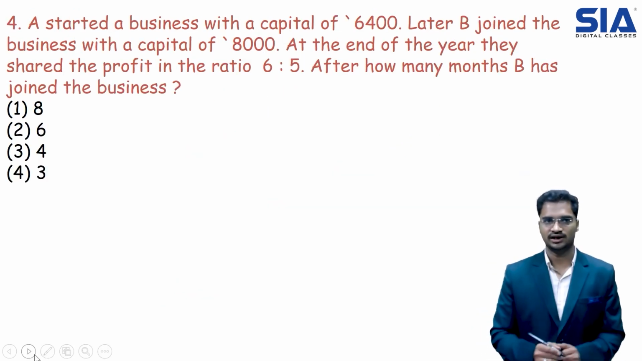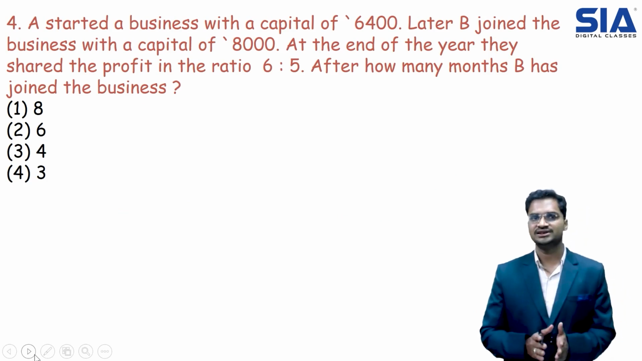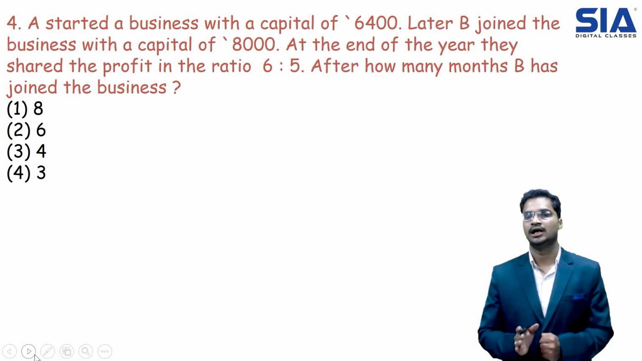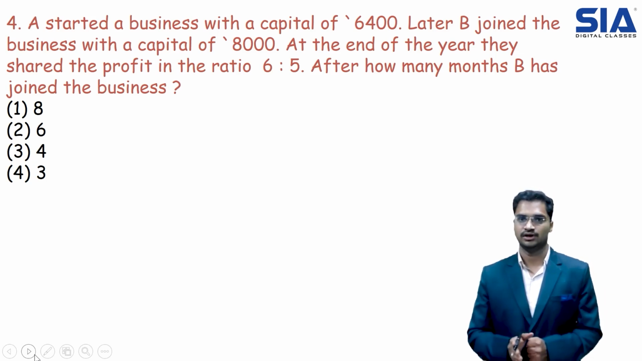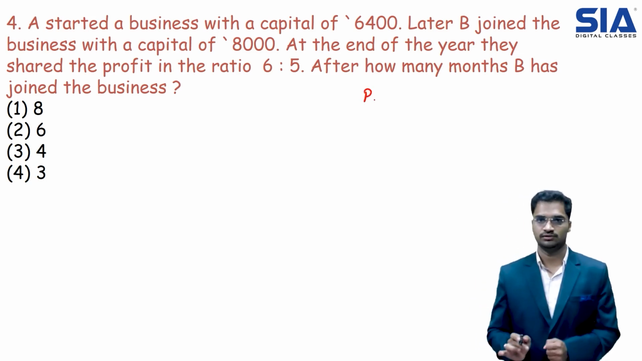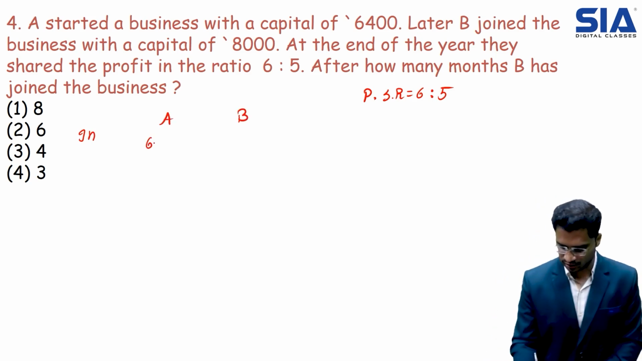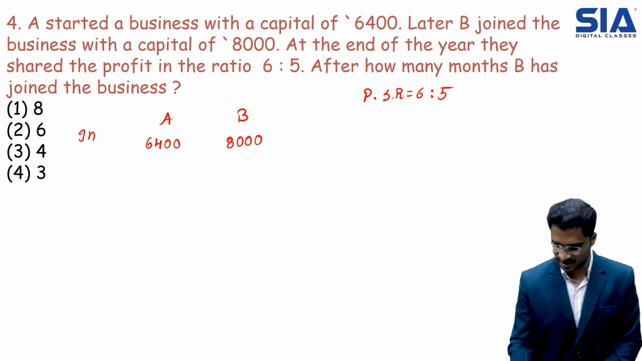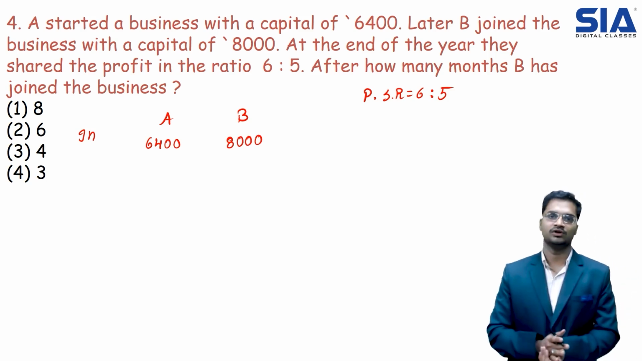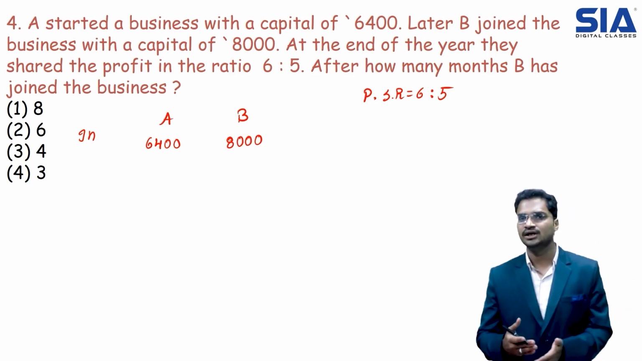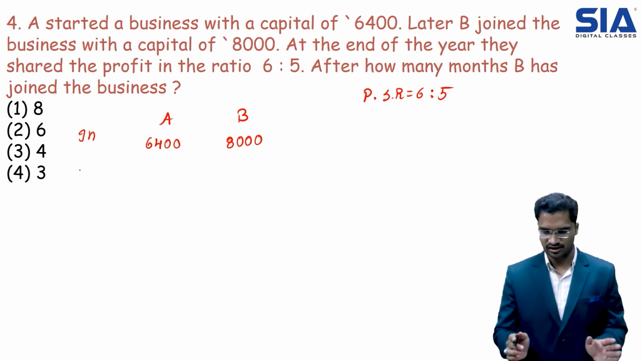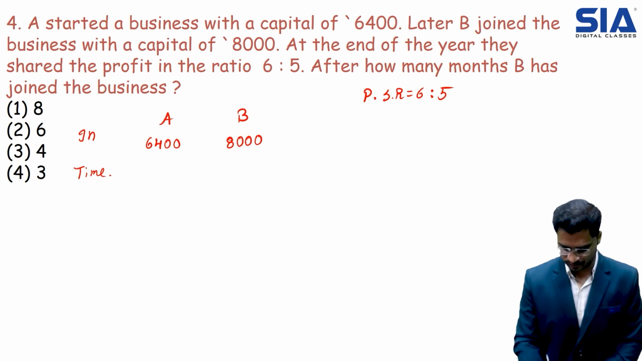Okay. Now coming to the next question. A started a business with a capital of 6400. Later B joined the business with a capital of 8000. At the end of the year, they are sharing the profit in the ratio 6 ratio 5. Investments of A and B are 6400 and 8000. But we do not know how many months they are staying in the business, but the profit sharing ratio is given. So let us assume the time period.